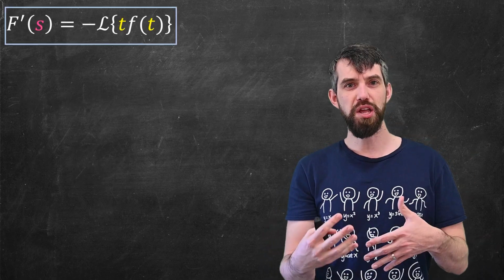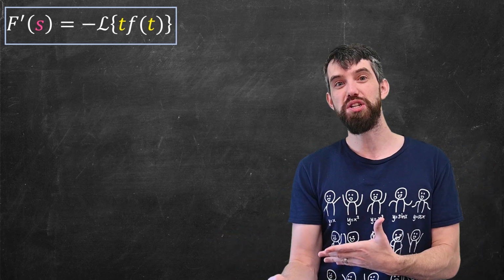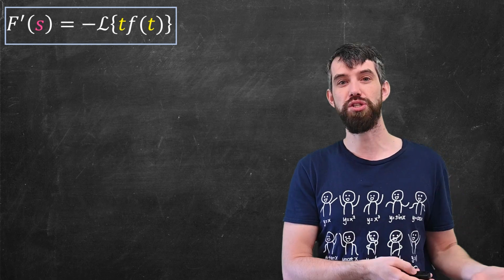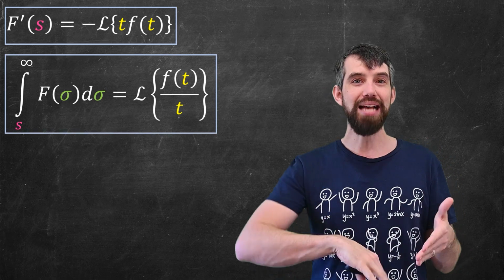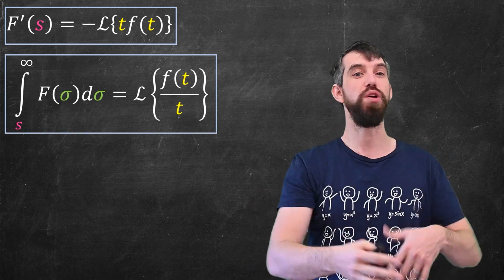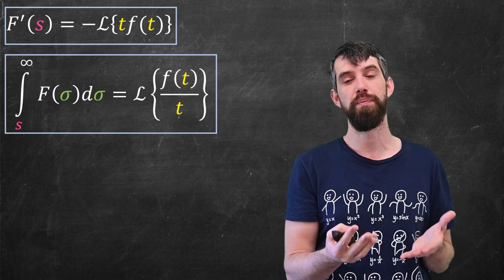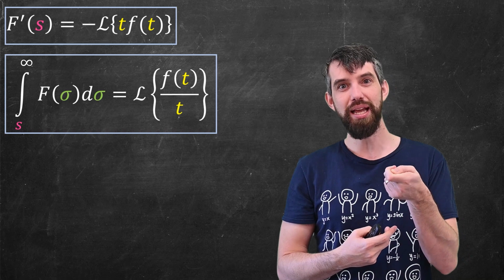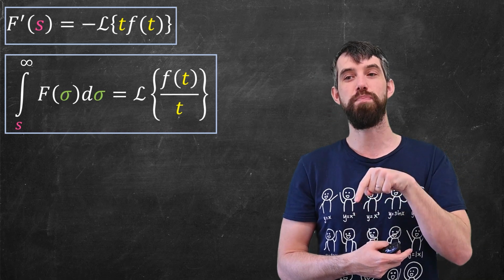Now, so far in this video, we talked about taking the derivative of the Laplace transform. The final thing I want to talk about is going the other way around and taking the integral of the Laplace transform. The formula is as follows. The integral from s up to infinity of your Laplace transform, capital F of some new dummy variable, sigma d sigma, is the same thing as the Laplace transform of the original function f, but instead of multiplying by a t, you're dividing out by a t.